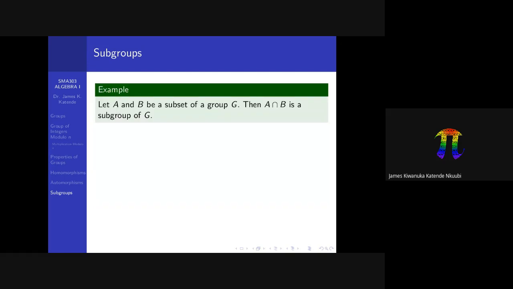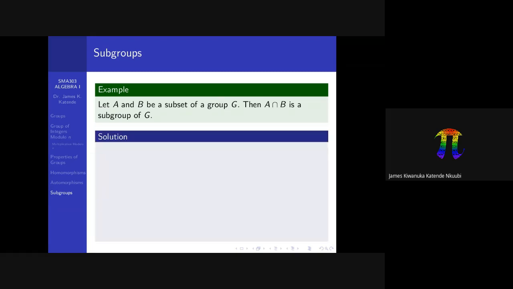The next example says that let A and B be a subset of a group G. Then the intersection of A and B will also be a subgroup. So this is another way to construct subgroups. If you know two subgroups, you can construct another subgroup using this example. The intersection of the two turns out to be a subgroup as well. So let's look at the solution.